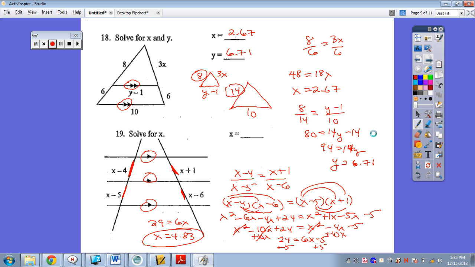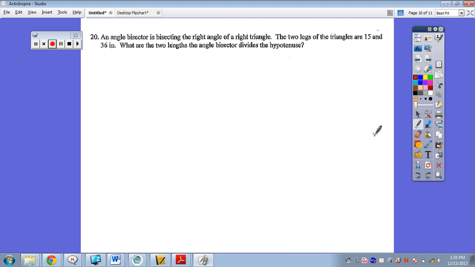Alright, the last one on page 20. You have an angle bisector. So in our notes, if this is an angle bisector, we know that these two are equal, and the ratio of A over B is going to be equal to x over y. Here they're telling us we have an angle bisector, just like we've done in our notes, but it bisects the right angle of a triangle.